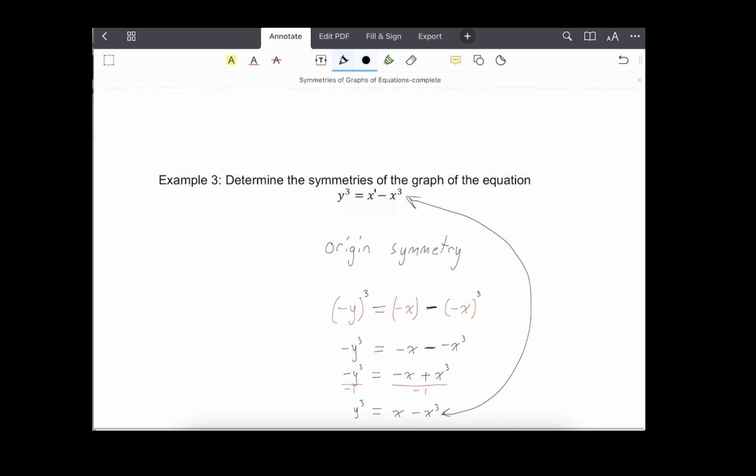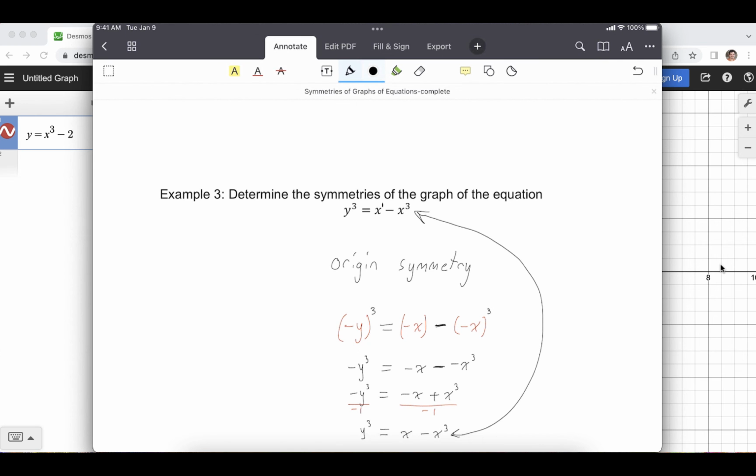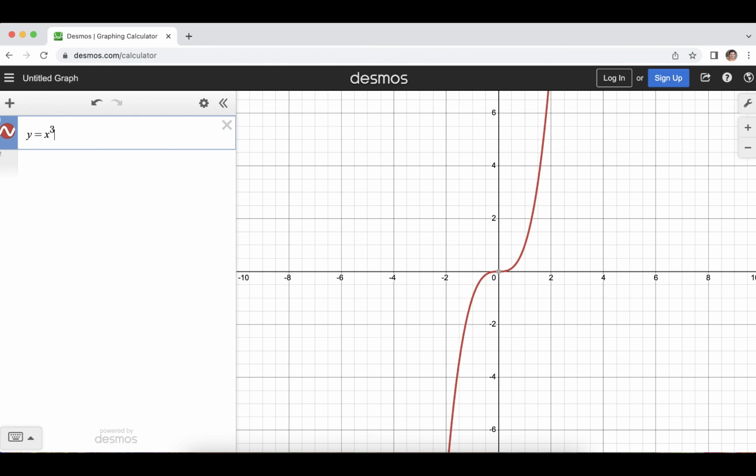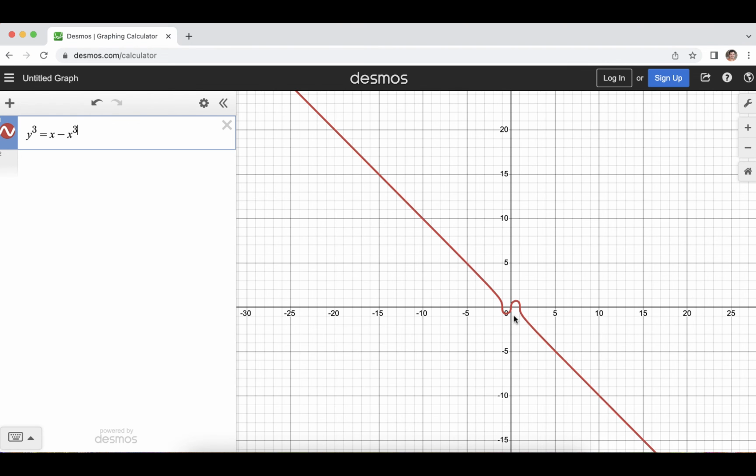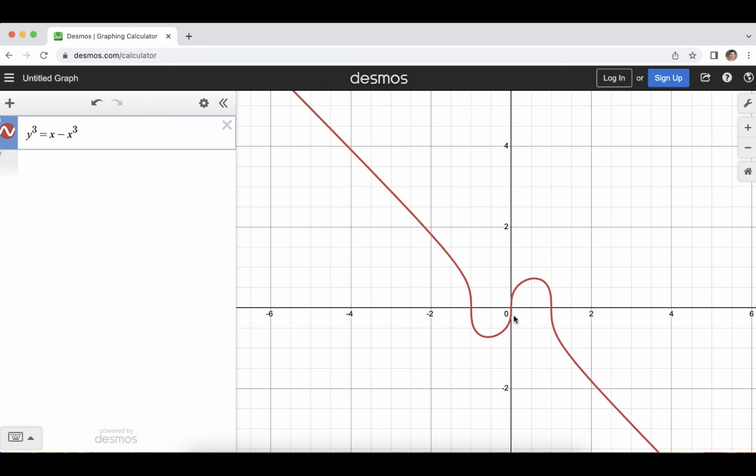We can also verify our answer by looking at the graph of the equation. So we have y cubed equals x minus x cubed. And this one looks pretty funky, but it is symmetric across the origin. If we would fold this over and then fold it over again, it would fall right on top of itself. So this is symmetric through the origin.